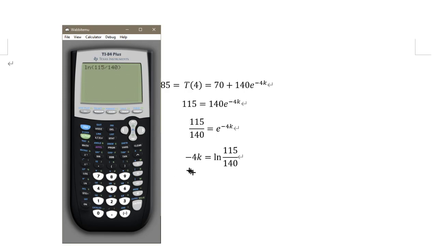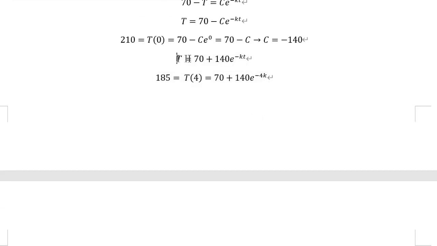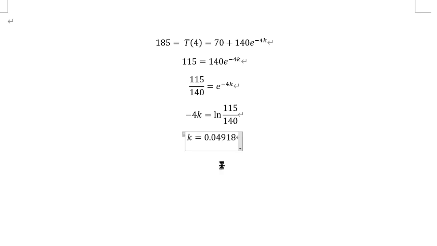Close the parenthesis. And then to solve for k, you have to divide by negative 4. So I'm going to divide by negative 4, and that gives you 0.04918. So k equals 0.04918. And now putting that back in, we have the actual formula for T. And this is the value we need.